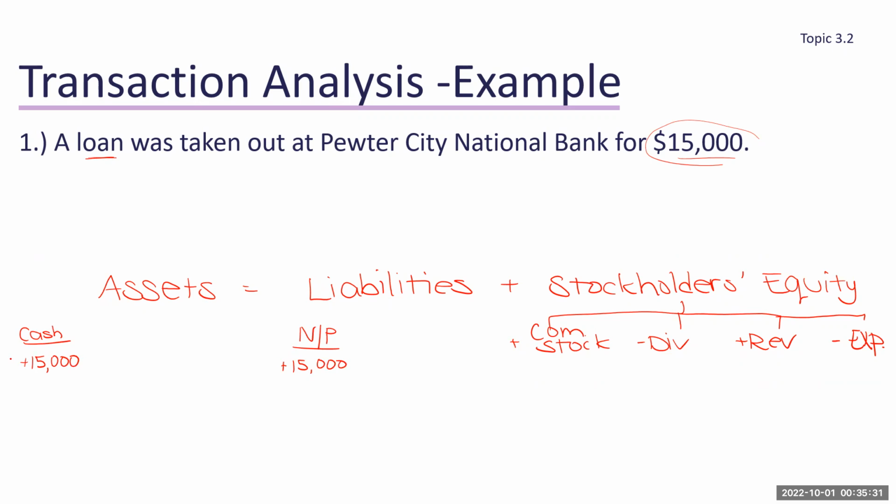Okay, so we have a positive $15,000 and a positive $15,000. So think of your scales here. You have the same amount on both sides. We are in balance. Just get in the habit of checking after each transaction, right?